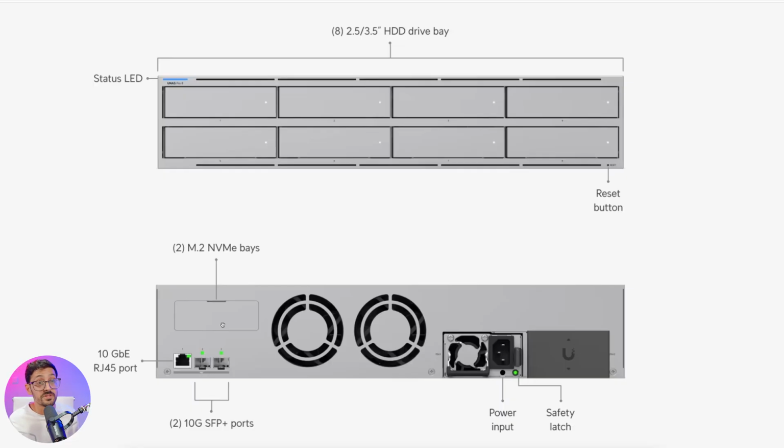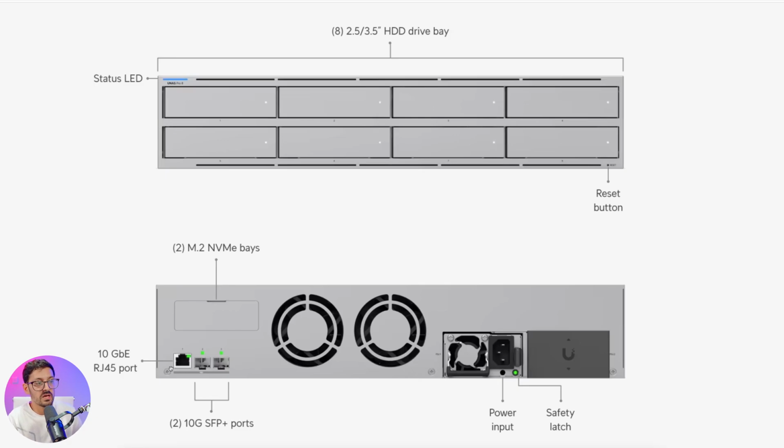The other very welcomed addition is the fact that if we look at the I/O that we've got on the bottom here, we've got some great upgrades here as well. Whereas the original UNAS Pro had 1 10 gigabit SFP Plus port and 1 single gigabit Ethernet port, we actually have 2 10 gigabit SFP Plus ports on the UNAS Pro 8 and a 10 gigabit RJ45 Ethernet port as well. So 3 10 gigabit ports on this device, which is really great to see as well.